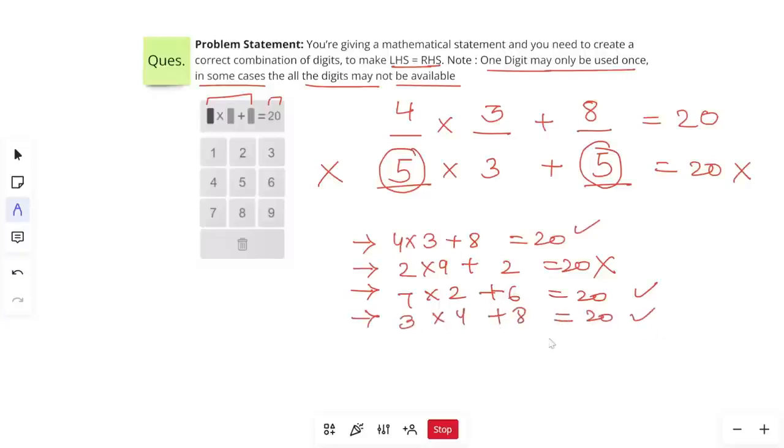So this is also correct, and we are using 3 different digits. Next one is 6 into 2, which is 12, and then plus 8. So this is also absolutely correct, because here also we are using 3 different digits. None of the digits are repeating. So I hope you have understood it.